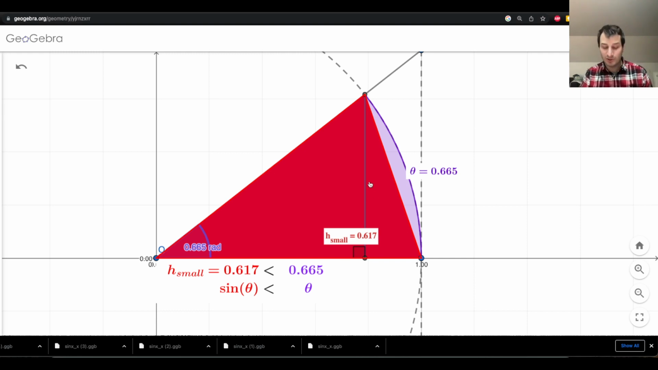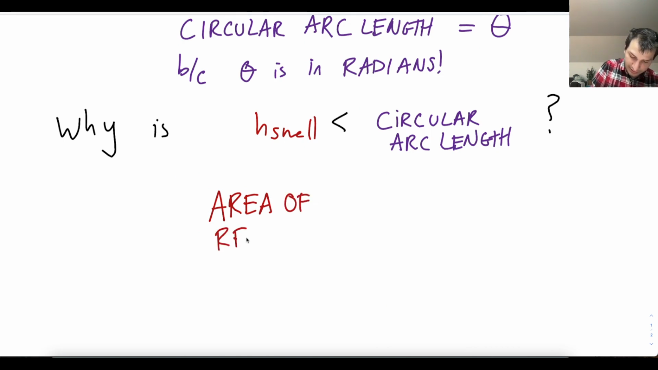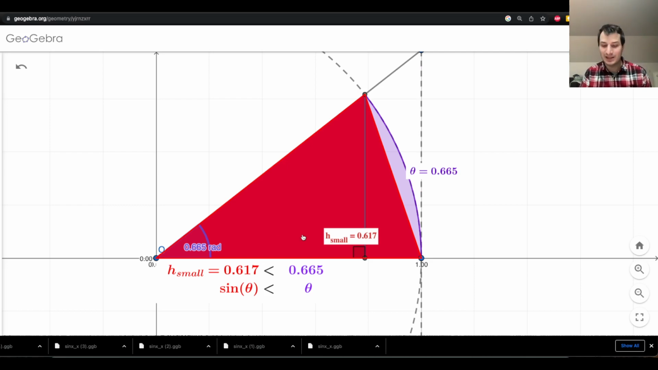But an even more straightforward way to argue it is going to be looking at areas. So looking at the areas, I'm going to say that the area of the red triangle is less than the area of the pie piece. I'm going to call it the pie piece. So the pie piece carved out by theta is bigger than the triangle. And that is plainly true by definition. The triangle lives inside the pie piece, so of course it has a smaller area.